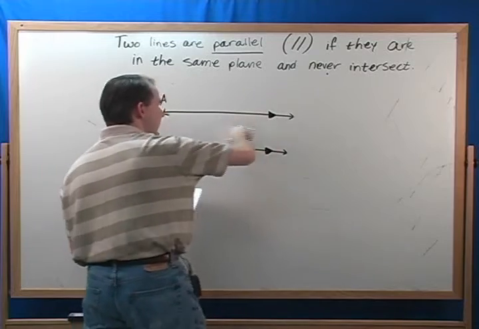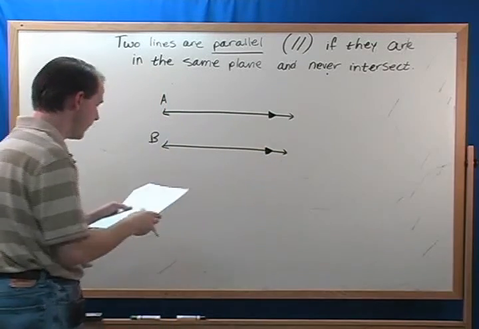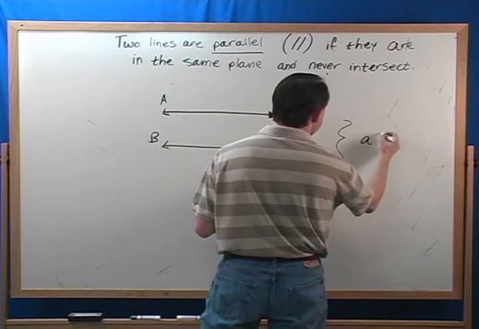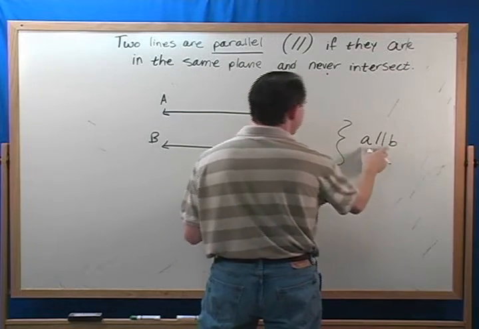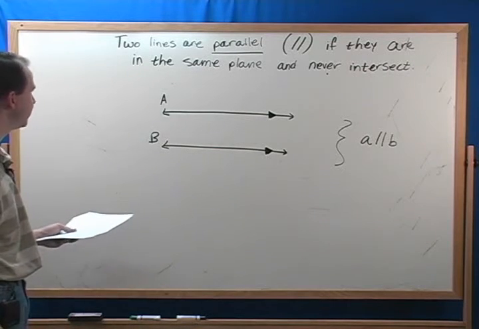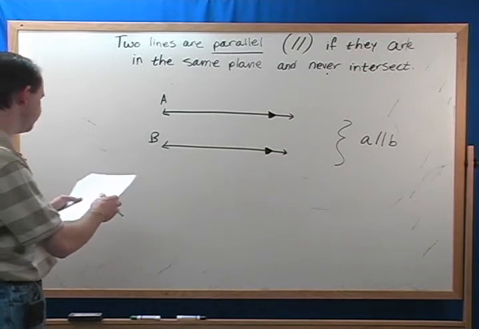I never cross him, but I go off in the same direction, okay? So what this really means over here is that line A is parallel with line B. That's what the two lines mean. A is parallel to B. It just means they never cross. That's all it means. They never cross each other, and they're in the same plane.